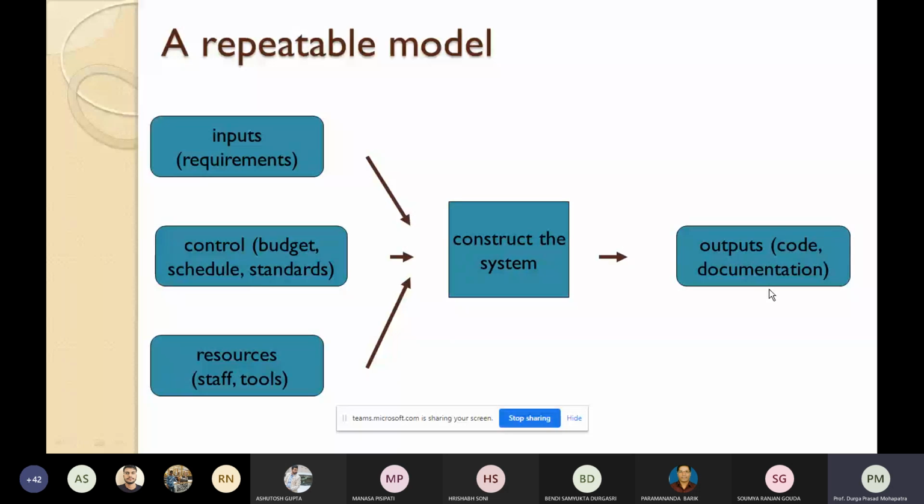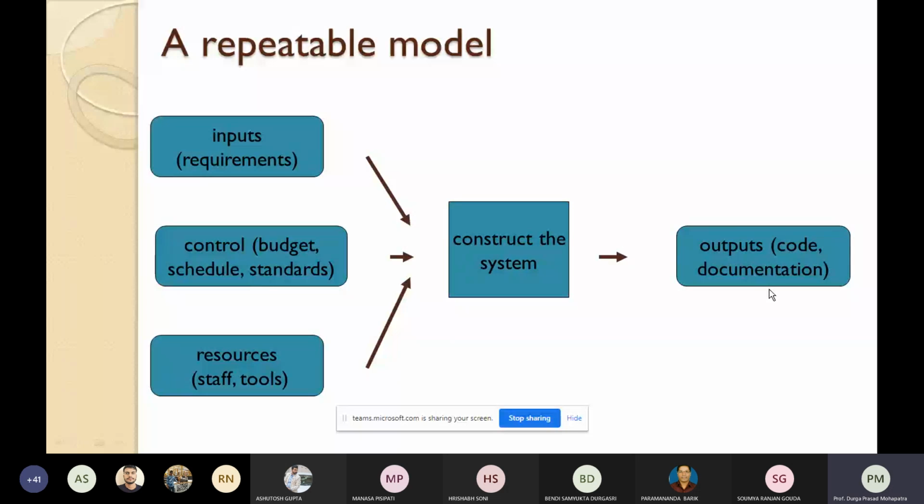The goal of CMMI is to integrate many different models into one framework, a single framework. It was created by members of industry, government, and SCI. So this CMMI model was created by members from industry, government, and SCI. Okay, some suggestions about CMMI.